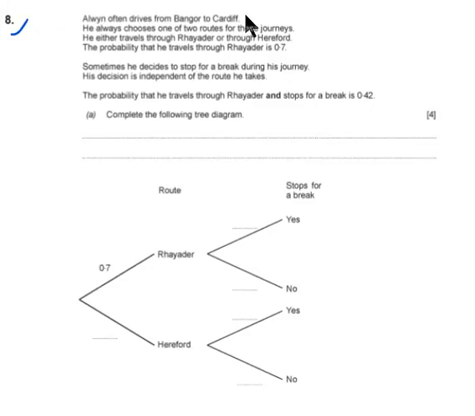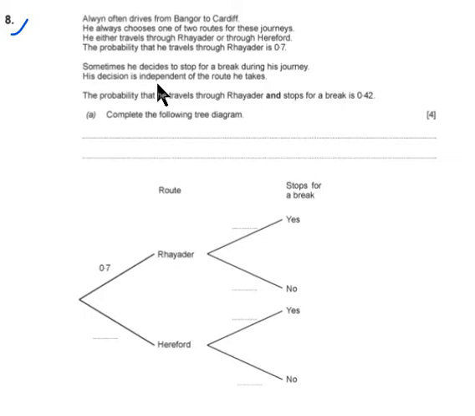Question 8 tells us that Alwyn often drives from Bangor to Cardiff. He always chooses one of two routes for these journeys. He either travels through Ryder or through Hereford. The probability that he travels through Ryder is 0.7.